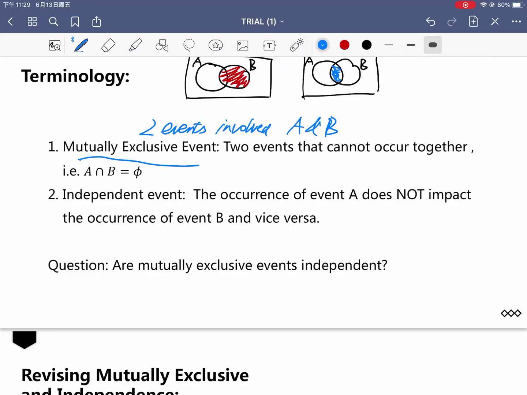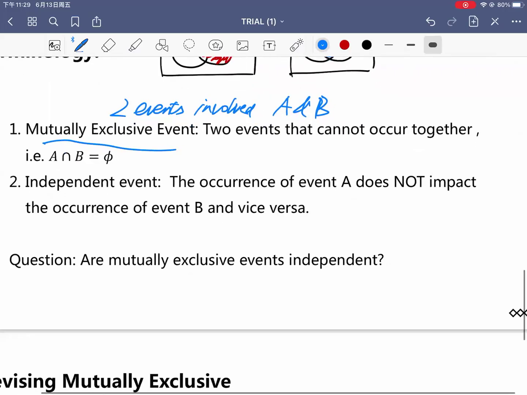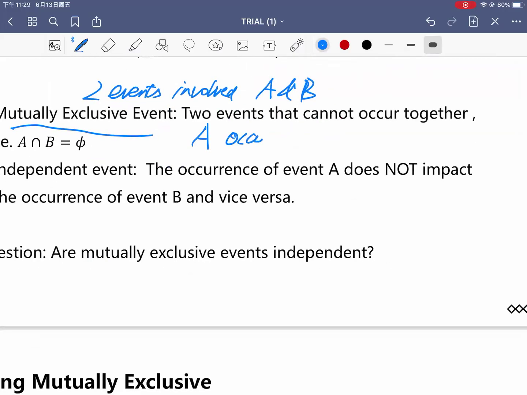And we know that a number cannot be odd and even at the same time, right? So this is an example of two mutually exclusive events, where two events cannot occur at the same time. So if I already know that A occurs, I can predict that B cannot occur. And I can also do it the other way: if I know B occurs, then I know that A cannot occur. So that's how we define mutually exclusive events.